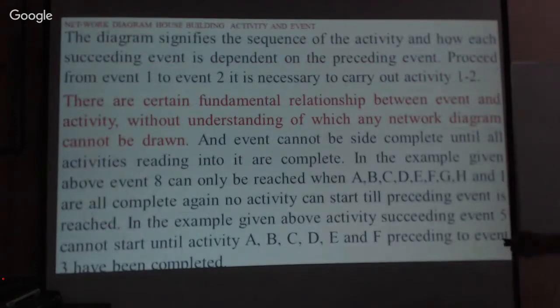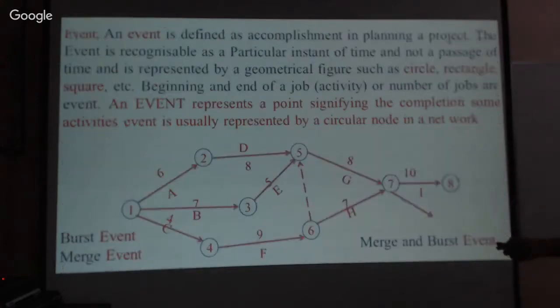And also, the diagram signifies the sequence of the activities and how each succeeding event is dependent on the preceding event. To proceed from event 1 to 2, it is necessary to carry out activity 1-2. There are certain fundamental relationships between event and activity, without understanding which no network diagram can be drawn. So it is necessary to understand that one is activity, the other is event.